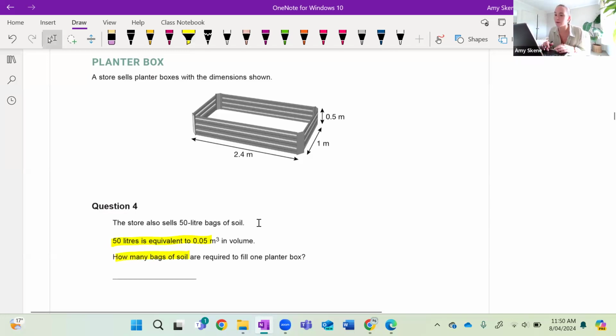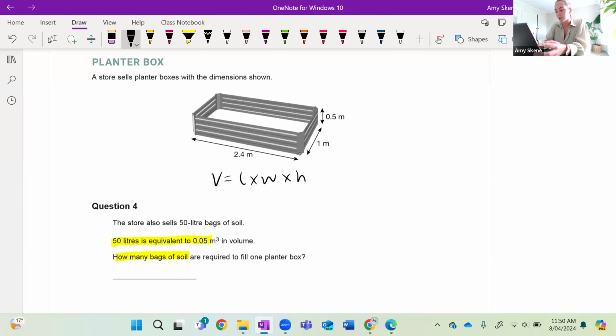The first part is kind of just irrelevant now. Now, it's kind of indicating that we need to find the volume, and it's got the picture there. So volume is just going to be length times width times height. So we've got 2.4 times 1 times height 0.5. So on the calculator, you've got 1.2, and that's in meters cubed.